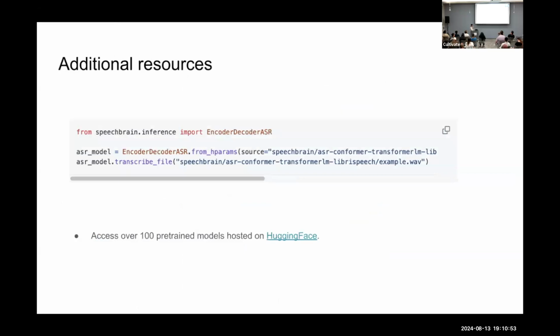And also, if you want to use a pre-trained model, like a self-supervised pre-trained model or any such kind of model, just use encoder decoder ASR. ASR stands for automatic speech recognition, but you have the encoder decoder setup for different tasks as well. And we also provide a lot of pre-trained models on Hugging Face, which can be directly used.